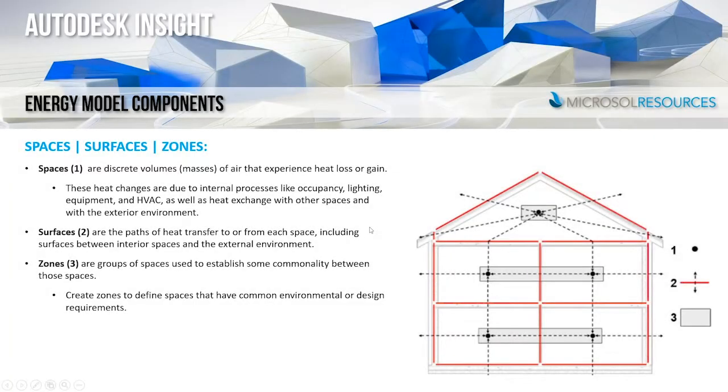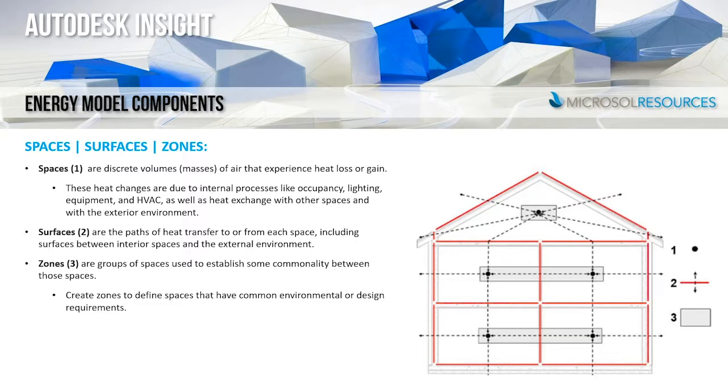So, spaces, surfaces, and zones are the three main components of an energy model. This illustration here on the bottom right actually shows spaces labeled as number 1 with the dot, surfaces as number 2 with the red line, and zones as number 3 with the gray box. So spaces are volumes or masses of air that experience heat loss or gain.